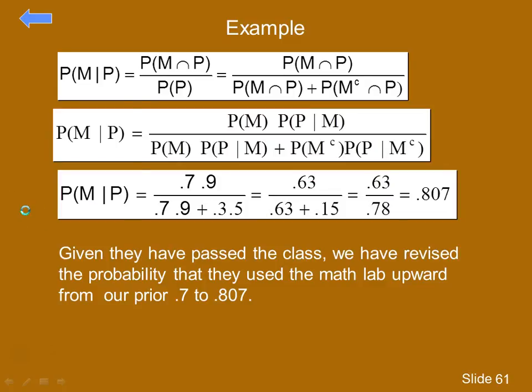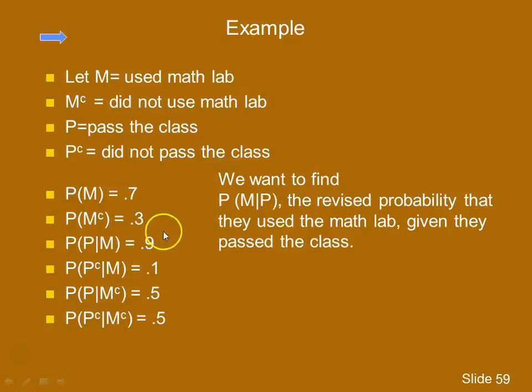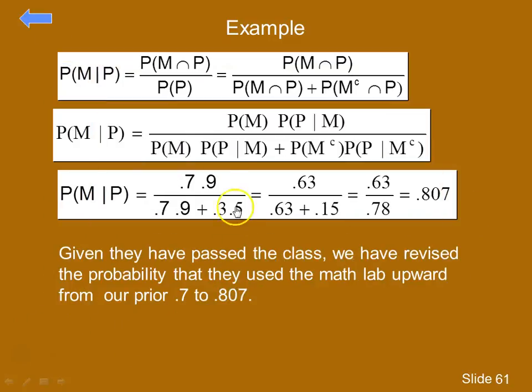If you now look back at your given information, look back at your known probabilities, we have all the probabilities to fill in this equation here. Our prior belief of m was 0.7, p given m was 0.9, and so forth. If you plug all the numbers in and crank out the results, you're going to get a posterior probability, or revised probability, of 0.807. In other words, while our prior belief that somebody used the math lab was 0.7, knowing that they passed the class, we revised that upward to 0.807.